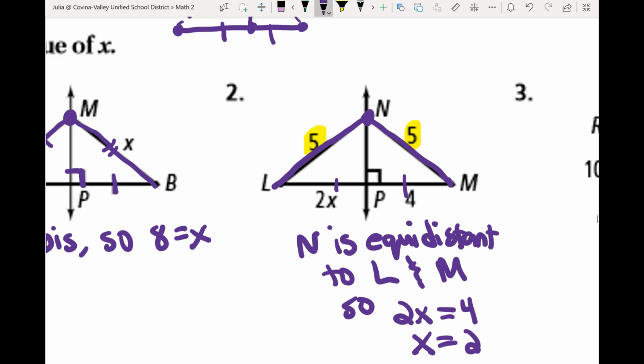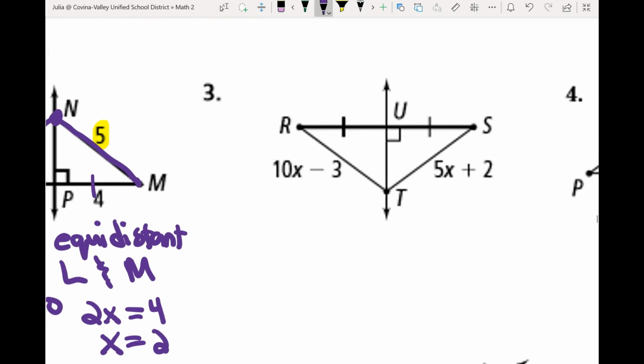Number 3, what do you know for a fact? It's perpendicular and the two halves are congruent, so we know it's a perpendicular bisector. TU is a perpendicular bisector. The upside down T means perpendicular. We know that. That was given. So what are we allowed to say then?